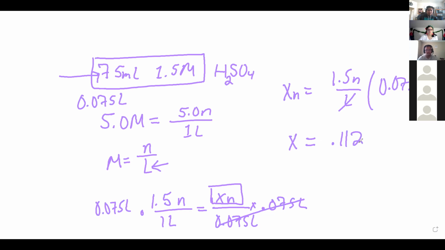I didn't do the math. Can anybody confirm? When I divided 7.5 by 1,000, I got 0.0075. Wait, you divided what by 1,000? 7.5. We're not using 7.5, we're using 75 milliliters. Oh, that's right. I see. Okay, my apologies. So then this would be 1.5 times 0.075. Did anybody else get 0.112? Yes, 0.1125. Okay, yeah.